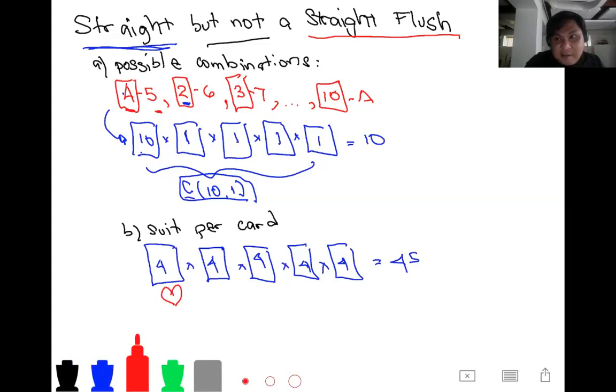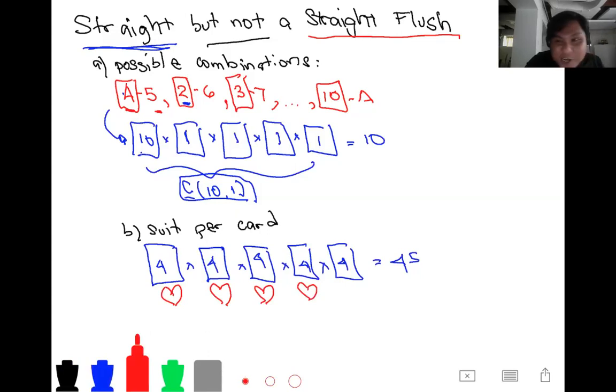For the next card, you are allowed to choose any of the 4 suits again. So let's say it comes out as a heart again. Right? Same with the third card. Same with the fourth. All right. Now for the fifth one, right?